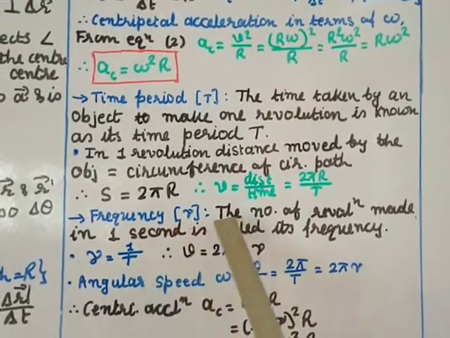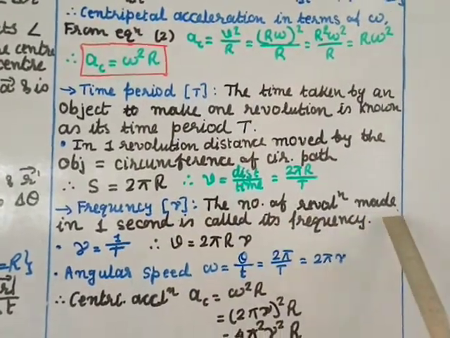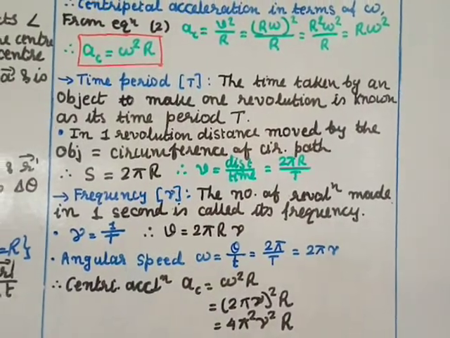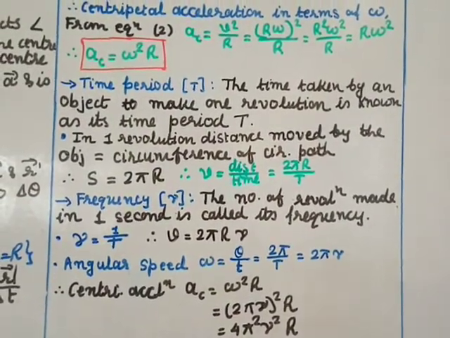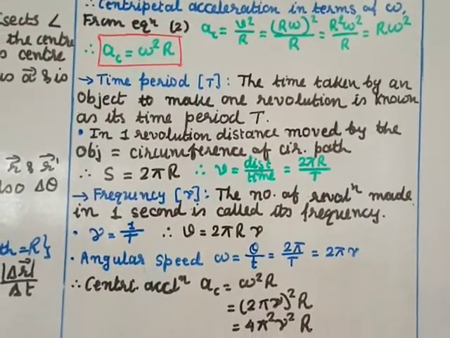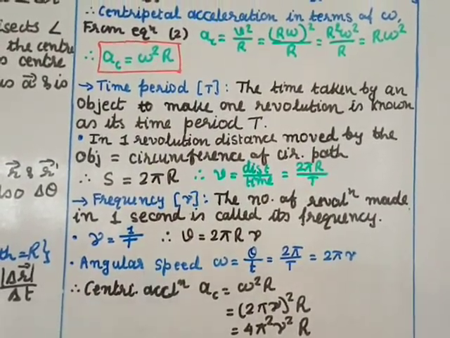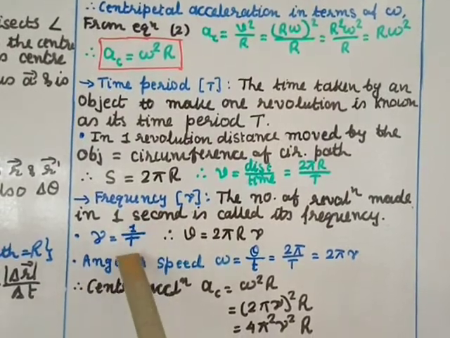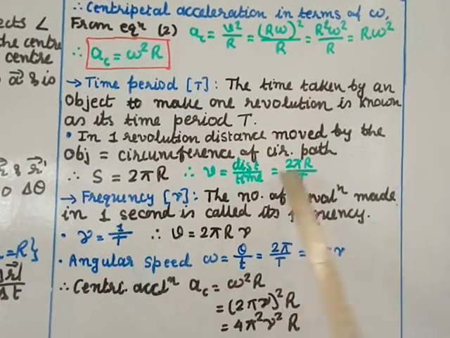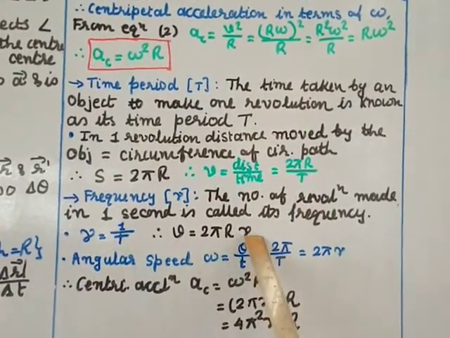Frequency, mu. The number of revolutions made in 1 second is called frequency. Now in 1 second, how many times it is taking a complete revolution, that you call frequency. The relation between frequency and time period is given by mu equal to 1 by T. So velocity equal to 2 pi r. 1 by T you can put as mu, so 2 pi r into mu.